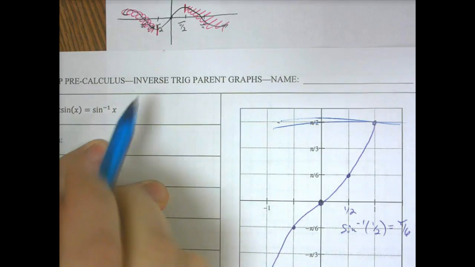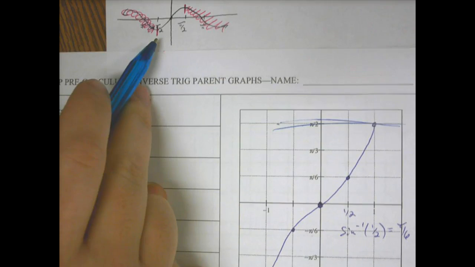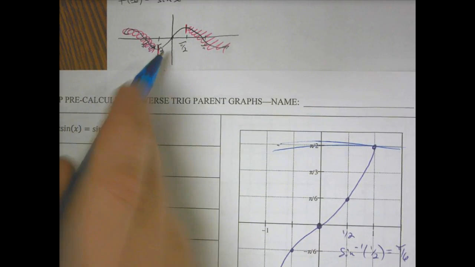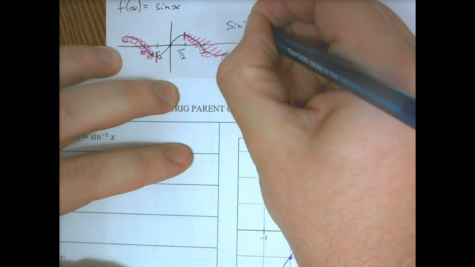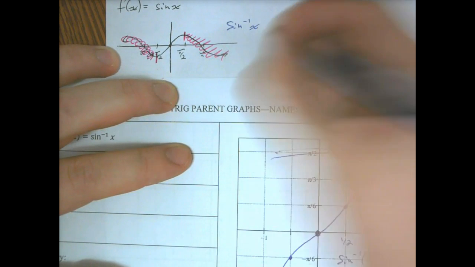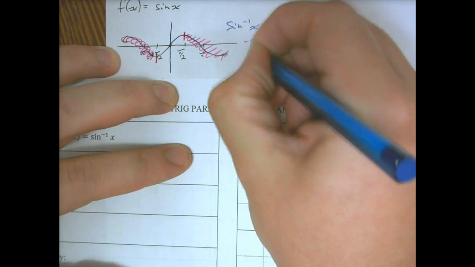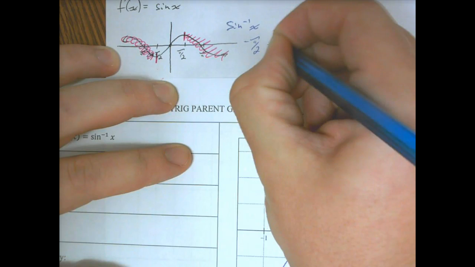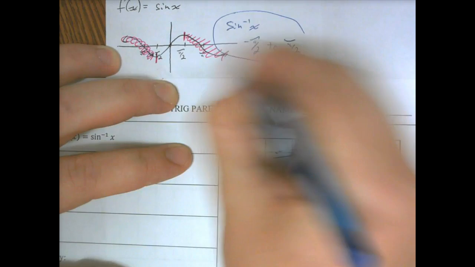And don't forget, this goes from pi over 2 to negative pi over 2. Because of the restrictions we started with in the beginning, we can only have an inverse function exist between negative pi over 2 and pi over 2. So it is important for you to note that sine inverse of your function value only exists between negative pi over 2 and pi over 2. You can only find angles in that range.